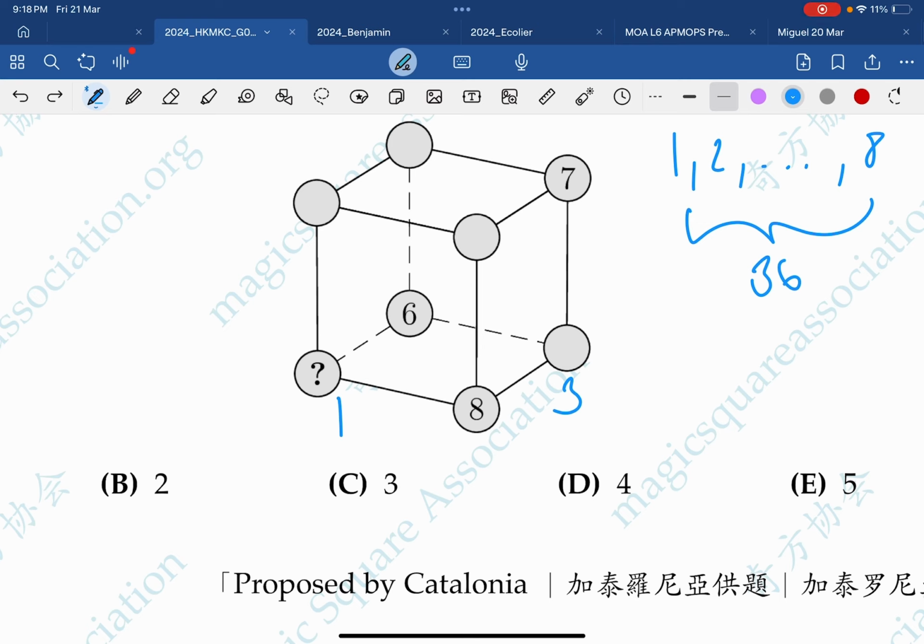Let's try 1, 3. If this is 1 and this is 3, this face over here would have a sum of 8 plus 3, 11 plus 7 is already 18, right? So we want a sum of 18, but it's already at 18, and we still need to add this pink circle over here, which means we're going to go over 18, which is impossible. So it can't be 1, 3. The only other option is 3, 1. So it's C.